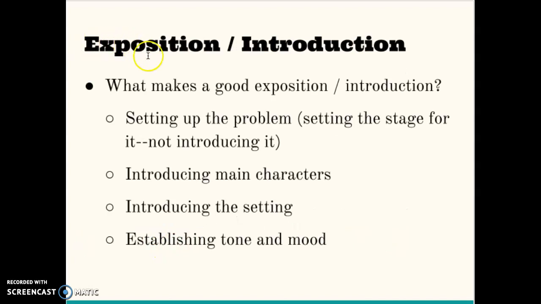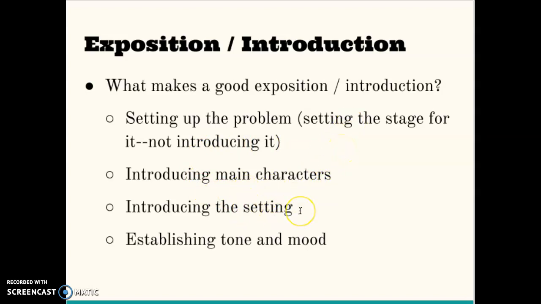Now that you've had some time to think about what an exposition does and why it's important, we're going to discuss it here. So an exposition sets up the problem. It's not maybe introducing the problem, but it's setting the stage, which means it's setting up events that will cause the problem to happen. It also introduces the main characters, which means you understand who and what these people are about so that you understand why they make the decisions that they do that probably lead to the problem.